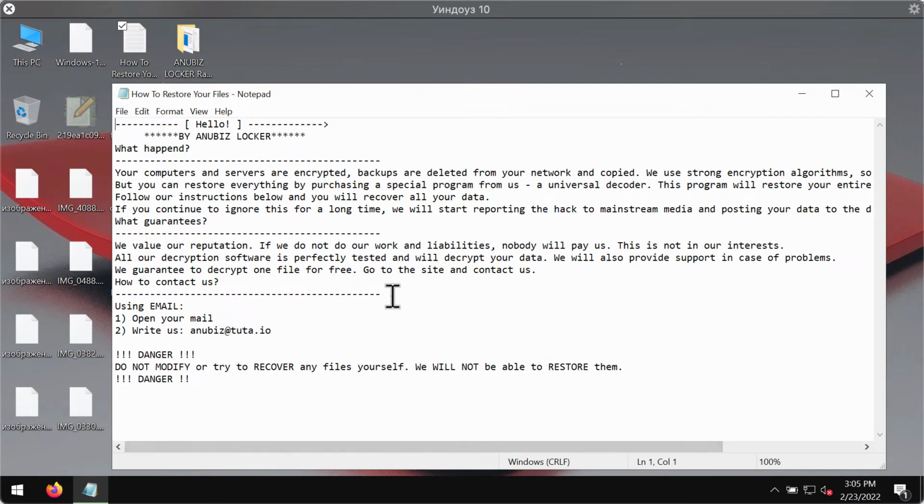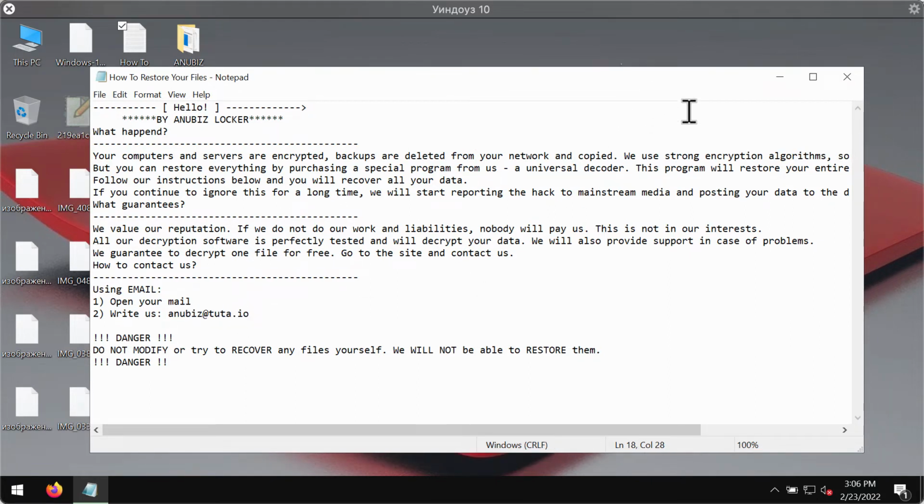The purpose of this ransomware is to force people into paying the ransom, supposedly for file restoration. However, paying the ransom surely doesn't guarantee that the files would be restored. So we strongly urge you not to pay the ransom and not to contact these criminals, because there is no guarantee that you would get your files back.